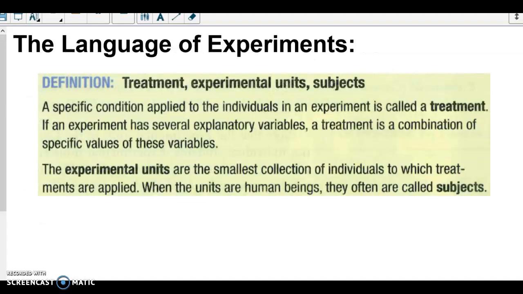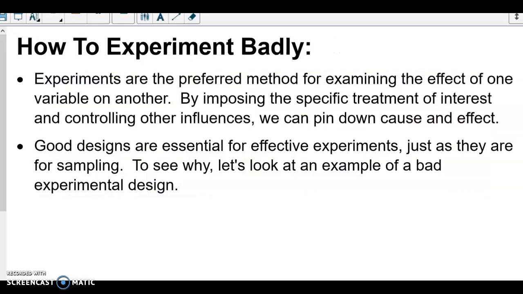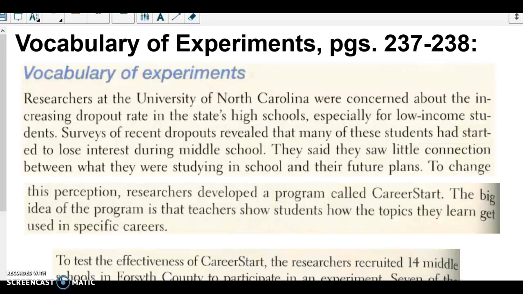So here's just some vocabulary. Treatment is what you're imposing to see if X and Y are related, if there's a cause and effect. Experimental units are the collection of individuals. Individuals, when we talk about humans, we usually call them subjects. So we want to perform good experiments. There are effective ways for experimenting, just like there are effective ways to do sampling, so we need to make sure that we're doing that.